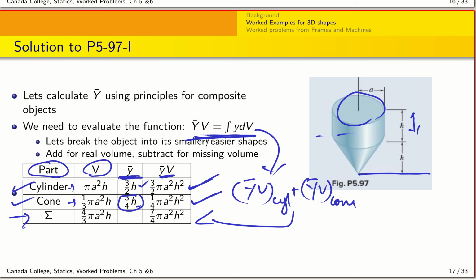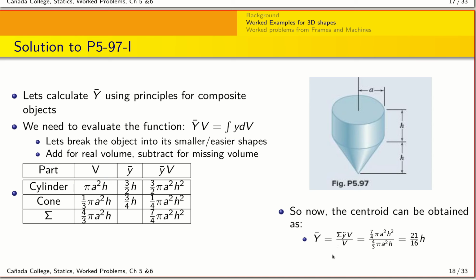So the final step now is that I take the fact that my y centroid is going to be this summation here of yv divided by the total volume, which is this quantity here. And so when we do that, you get something like this. So you'll end up, when you do the analysis carefully, you'll see that your y bar is 21/16 h.